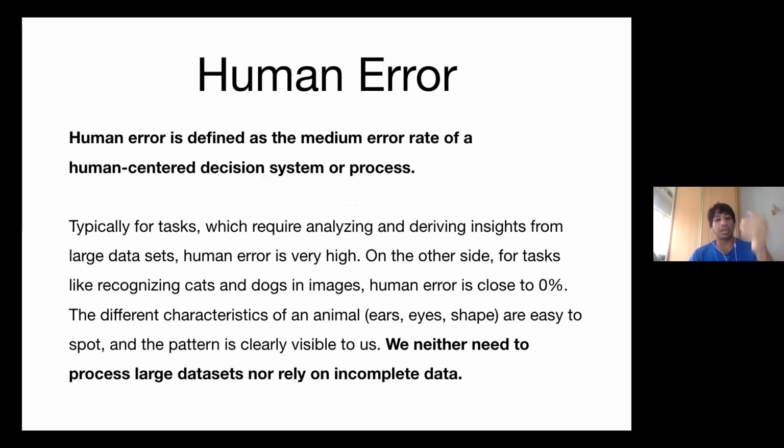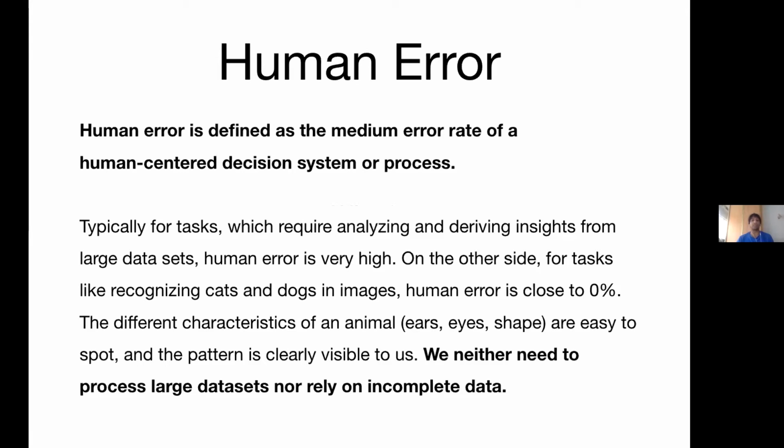For example, I give you this example of recognizing cats and dogs. I wrote an article called Stop Recognizing Cats and Dogs Using Machine Learning or AI, because we are very good at doing that. If you show us a picture of an animal, we can very clearly spot the ears, the eyes, the shape, the patterns, and we know this is a cat, this is a dog, this is a human, this is a tree. We do that very well. In fact, machines are sometimes not that good at it, like what is a chair, what is it not? So human error in those kinds of decision processes is very easy and simple.